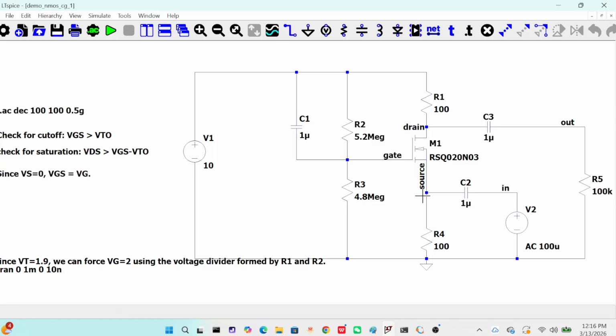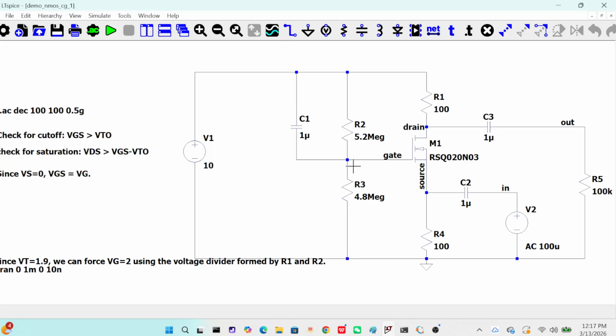The common base amplifier has an AC ground for the gate, and the input is driven in the source here. The output is extracted from the drain here. So I need to simulate the circuit.